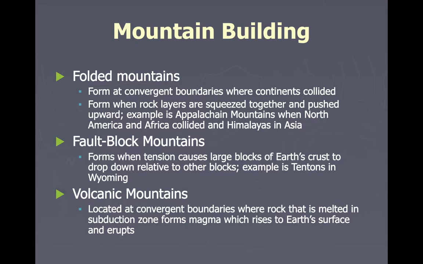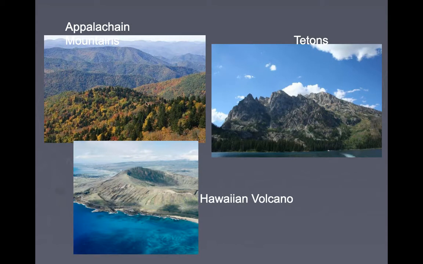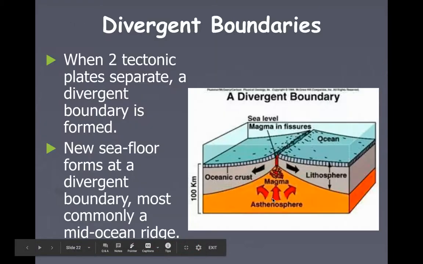And then volcanic mountains, located at convergent boundaries, form when rock that is melted in a subduction zone forms magma, which rises to the Earth's surface and erupts. Obviously, that's what a volcano does. All right, so here's the Appalachian Mountains. Here's the Tetons, and then the Hawaiian volcano.